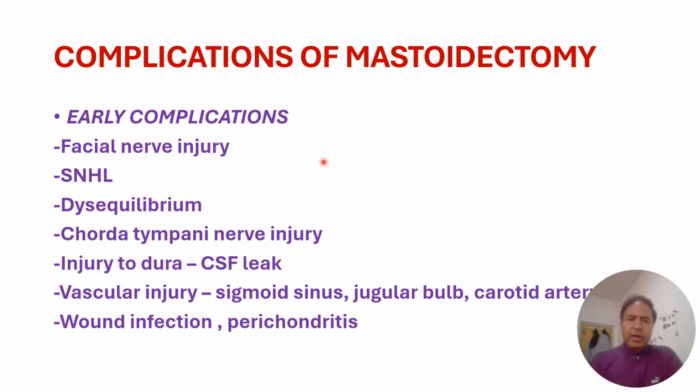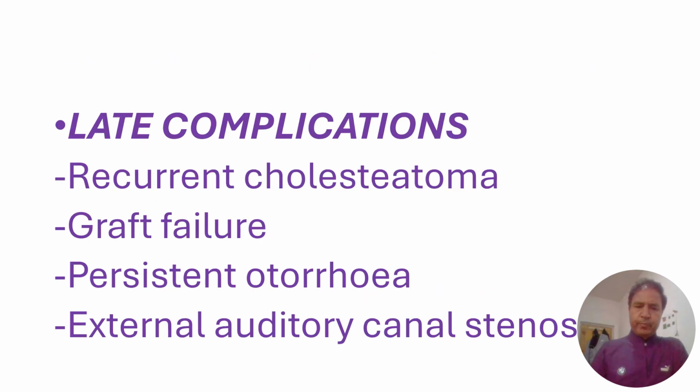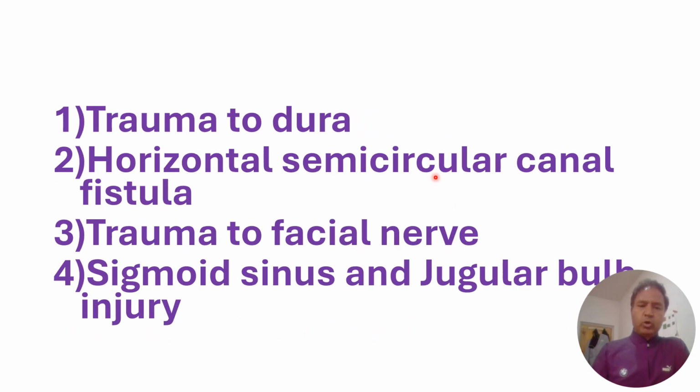Complications of mastoidectomy. Early complications: facial nerve injury, sensorineural hearing loss, disequilibrium, chorda tympani nerve injury, injury to the dura, vascular injury, sigmoid sinus, jugular bulb, carotid artery, wound infection and perichondritis. Late complications: recurrent cholesteatoma, graft failure, persistent otorrhea, external auditory canal stenosis. Trauma to the dura, horizontal semicircular canal fistula. These are the complications. Trauma to the facial nerve, sigmoid sinus and jugular bulb injury.